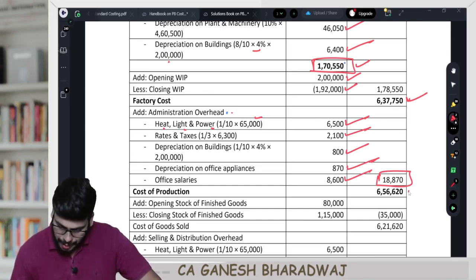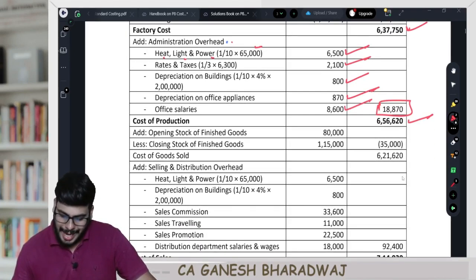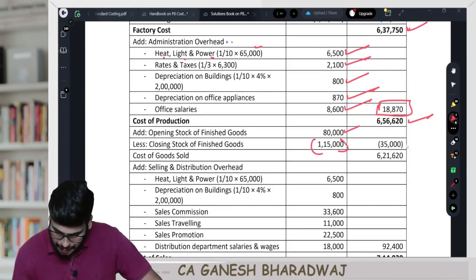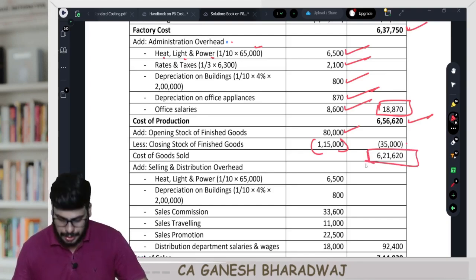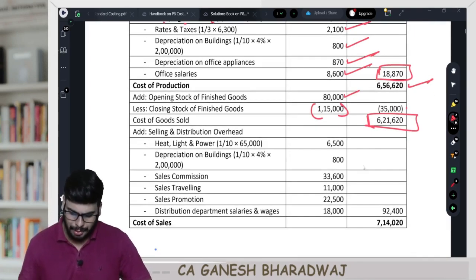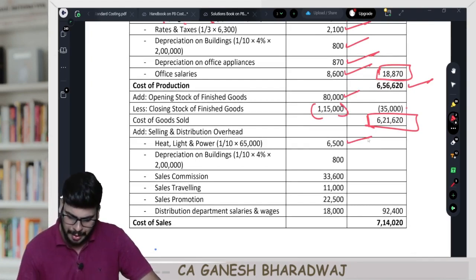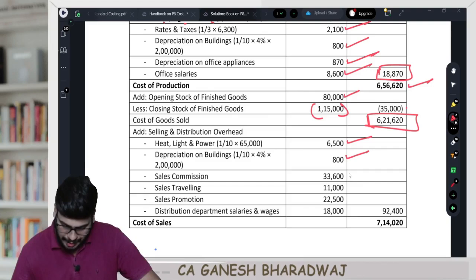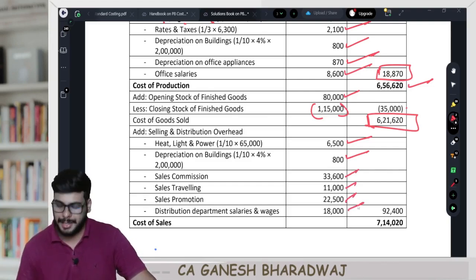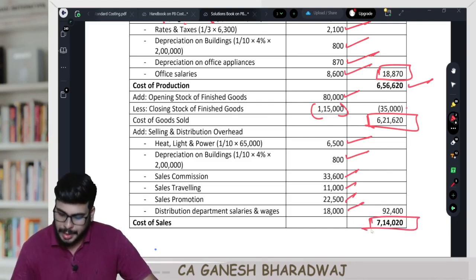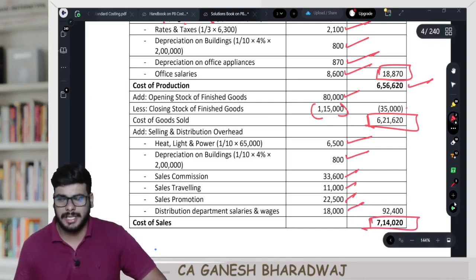You add it up, you get your cost of production. Now to that, add your opening stock of FG less your closing stock of FG, like this is the net figure. You get your cost of goods sold. Now to this, add your selling overheads: the balance of your heat, light and power, the balance of depreciation on building. Apart from that, we had some separate line items: sales commission, sales traveling, sales promotion, distribution department, salaries and wages. You add it up, you finally get your cost of sales. Are you clear with this?